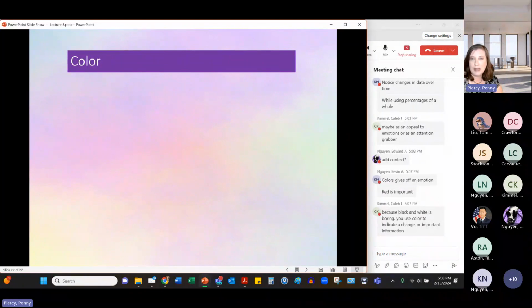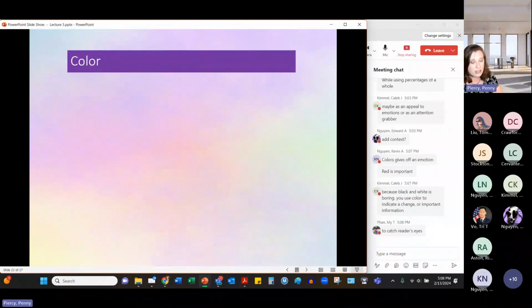Any other reasons we might use color in our technical communication? Catch the reader's eye. Yeah, I think it does. It adds, especially in an otherwise monochromatic situation, it definitely makes things more noticeable, and it can certainly add appeal.